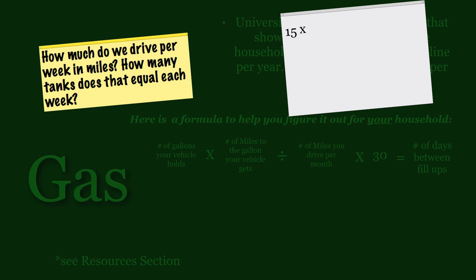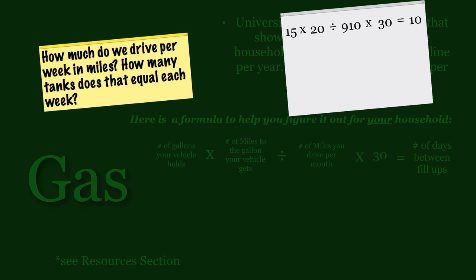So the number of gallons your vehicle holds, say it holds 15 gallons, and we're going to times that by the number of miles per gallon your vehicle gets, and say it gets 20 miles per gallon. And then we're going to divide that by the number of miles per month you drive and times that by 30.